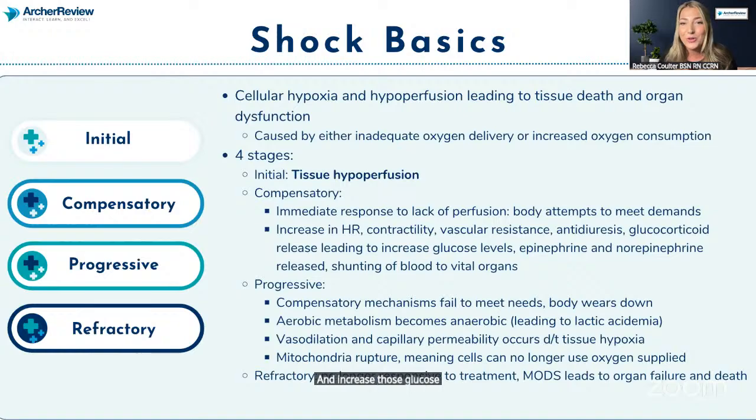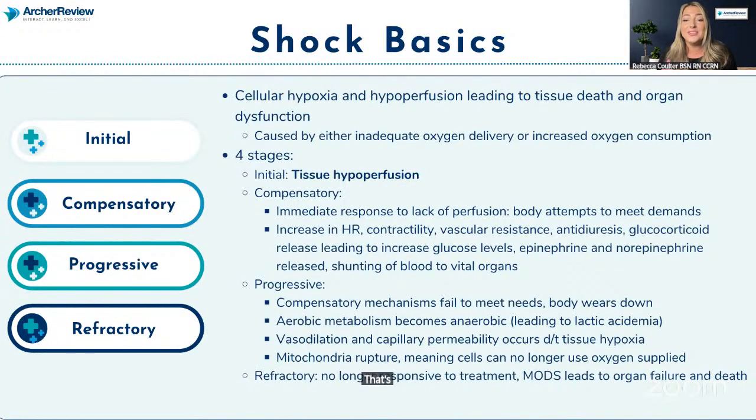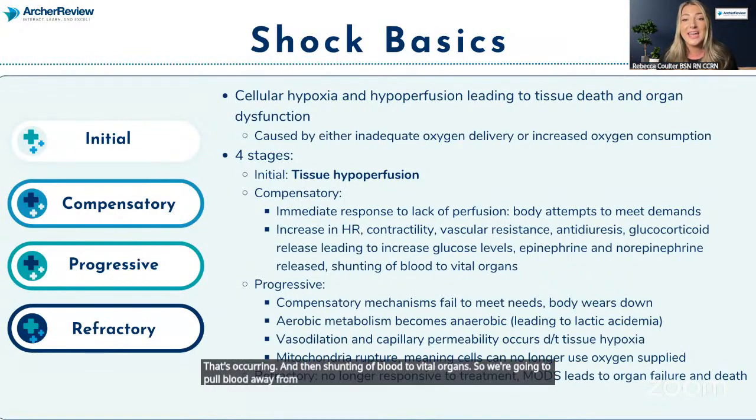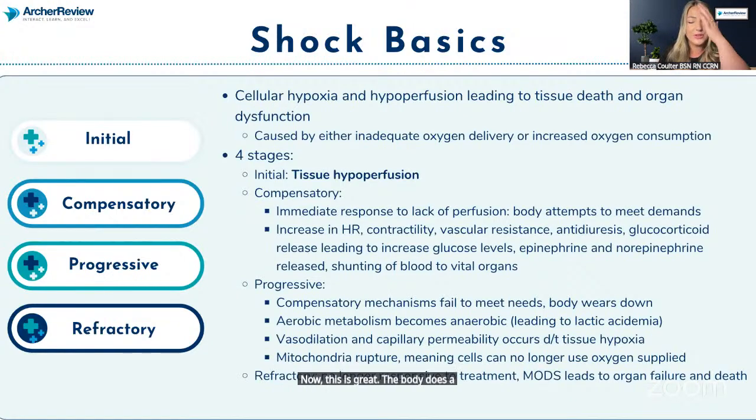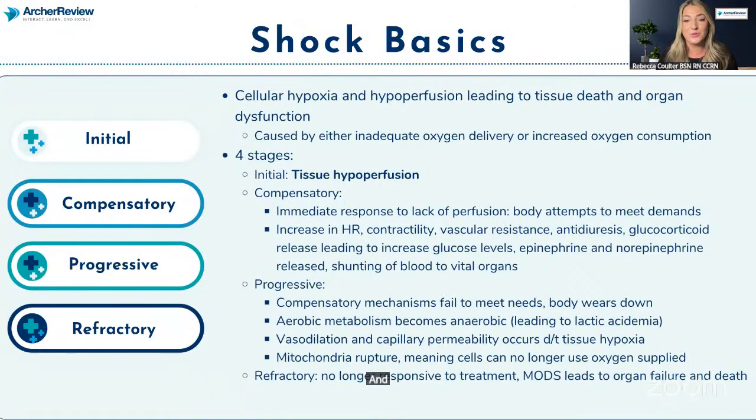Like I said, those catecholamines are released, epinephrine and norepinephrine. They're responsible for that heart rate, contractility, and vascular resistance that's occurring. And then shunting of blood to vital organs. So we're going to pull blood away from our fingers and toes and our GI tract and give it to our heart and our lungs and our brain. Now, this is great. The body does a really good job of compensating, which is awesome. That's really great design that our body just knows to do that. It senses that we've got that hypoperfusion, and it's going to kick in with these compensatory mechanisms.